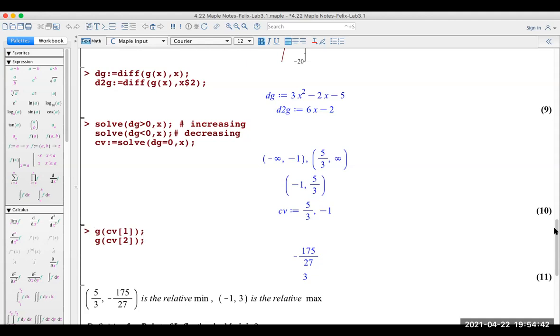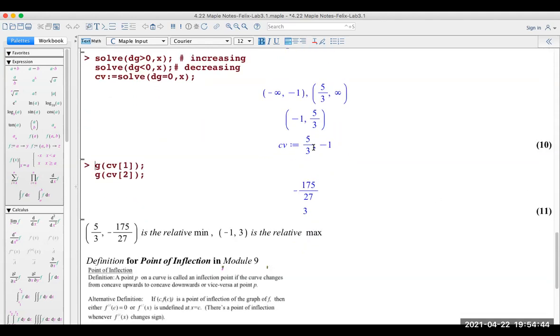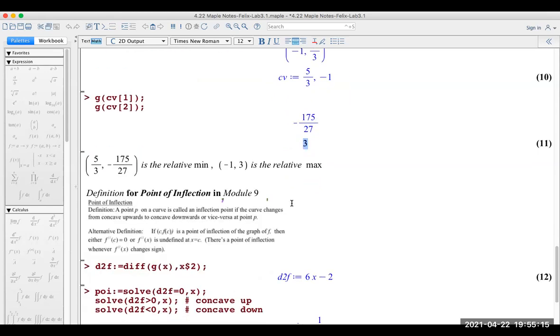Okay, so once we have the two critical values, we can substitute both x values into the original g function. Here we say CV bracket 1 is referring to the first output, which is 5/3 here, and CV bracket 2 is referring to the second output, which is -1. So by substitution, we get -175/27, and the second answer is 3. So we can see this is a relative minimum, and this is a relative maximum here. Okay, so that's our conclusion.